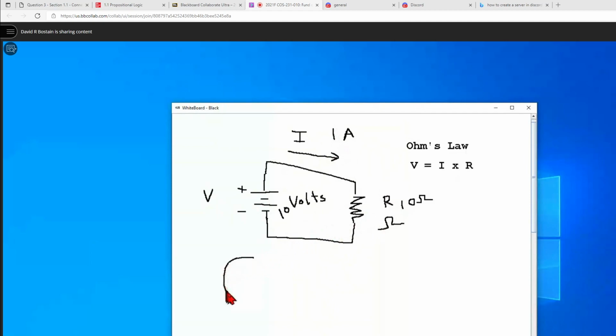One of the things you can do is draw a circle, split the bottom, put a V here, put an I here, an R there, and then cover up the one you want. If I want voltage, I cover it up. Notice the I and the R are next to each other, so I multiply I times R. If I want to find the current, I divide the voltage by the resistance. If I want to find the resistance, cover it up, I divide the voltage by the current.